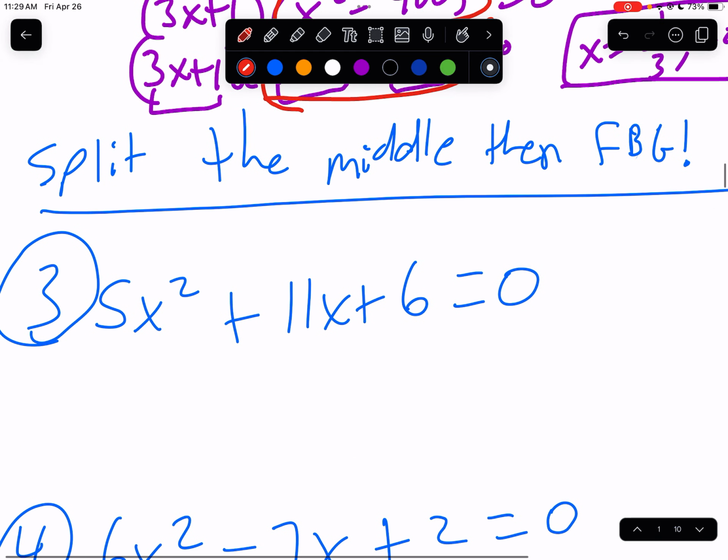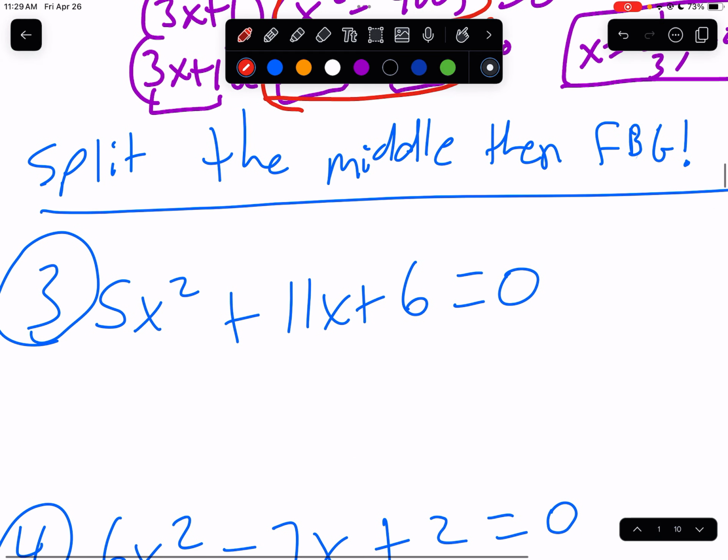Yeah, you can't, not yet. So let's go over this. The rules don't change. Just like factoring when a equals 1, when a equals a number other than 1, we're going to do a times c. It's always your a term times your c term, and we get 30.